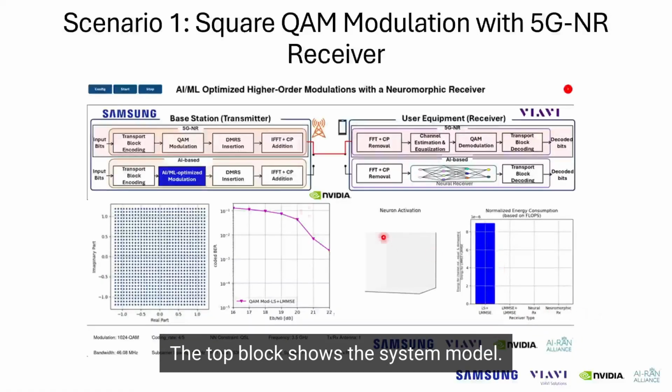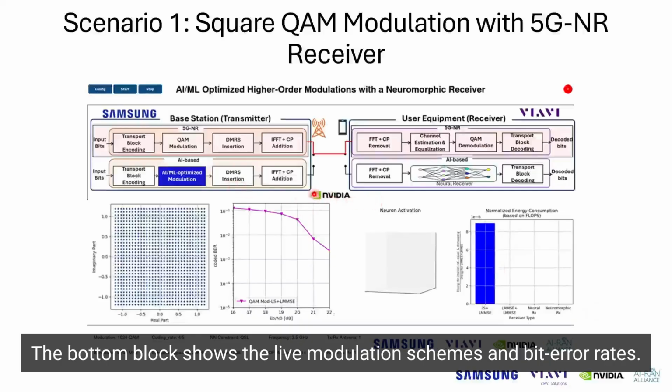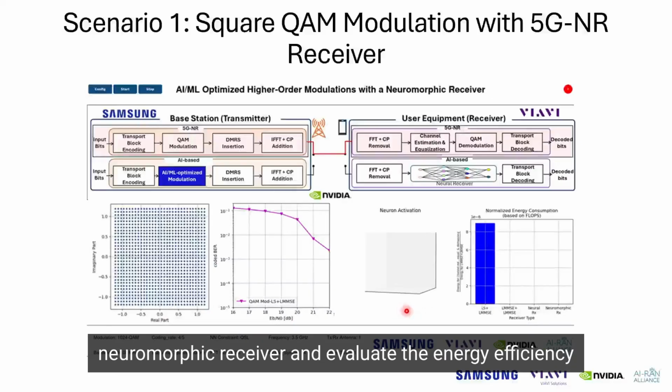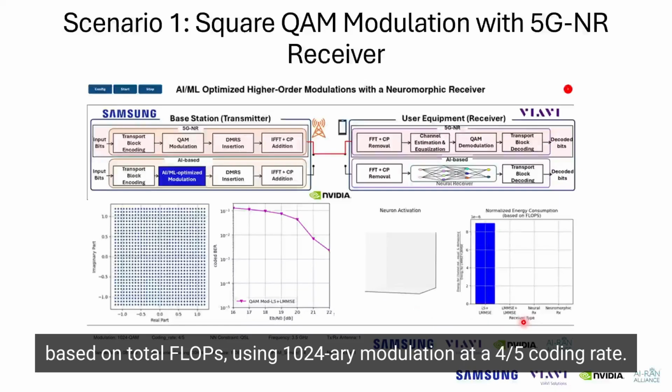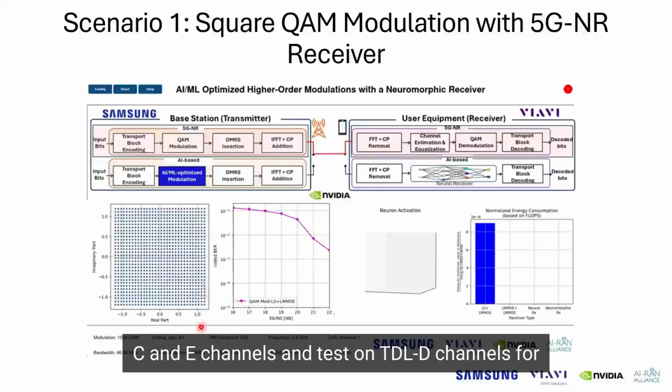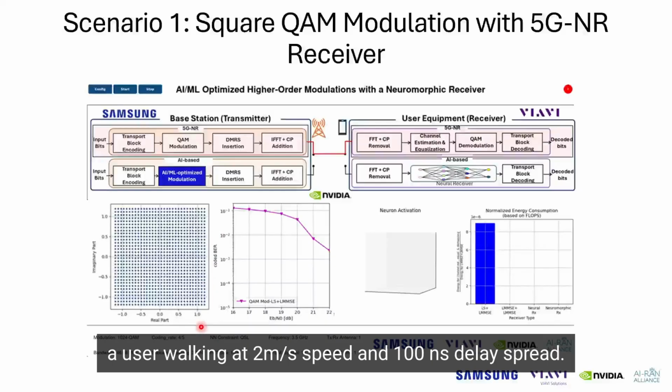The top block shows the system model. The bottom block shows the live modulation schemes and bit error rates. We also capture the real-time neural activity in the neuromorphic receiver and evaluate the energy efficiency based on total FLOPs, using 1024 QAM modulation at a 4/5 coding rate. We train on TDL-A, C, and E channels and test on TDL-D channels for a user walking at 2 meters a second and an 800 nanosecond delay spread.